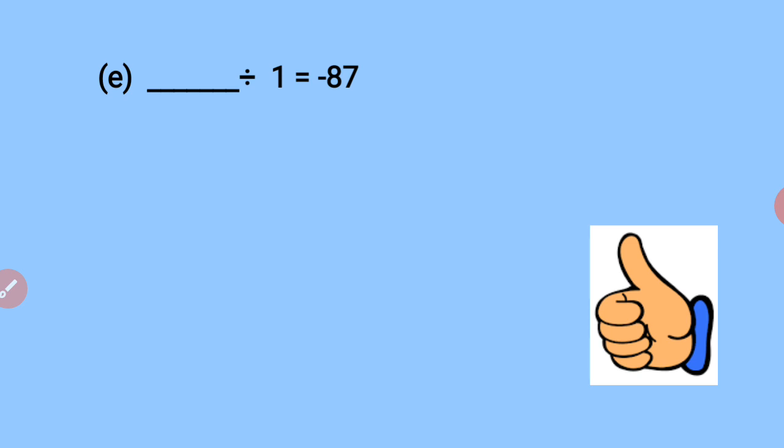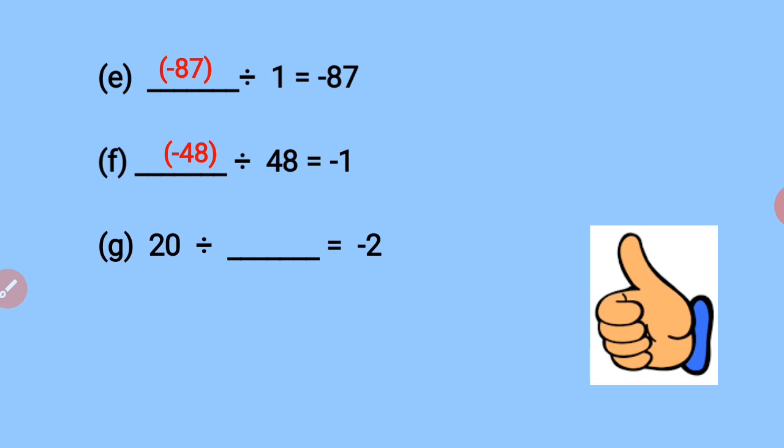It has to be minus 87 because we are dividing by 1. So the number has to be the same. You cannot change the number. So minus 87 divided by 1 gives you minus 87. Next, it has to be minus 48 because minus sign is also there and 1 is the answer.